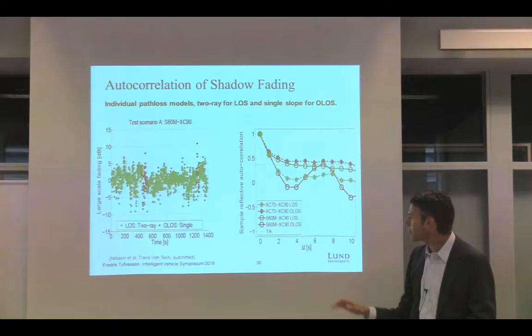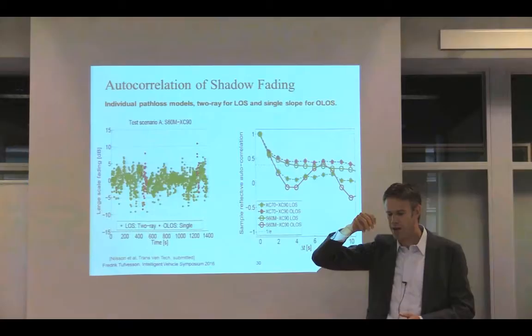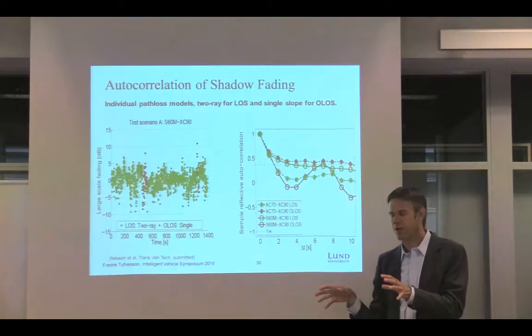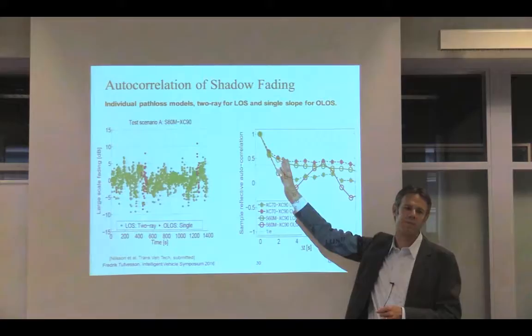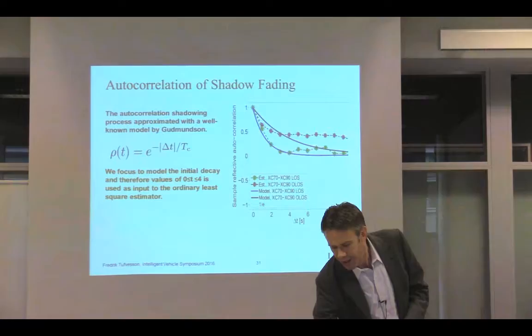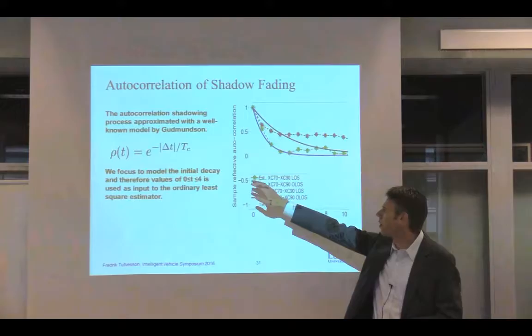So this is where I would suggest that where we end up, that we geometrically distinguish obstructed line of sight or line of sight, and then we have an autocorrelation time in the order of 1 or 2 seconds, which is reasonable. In the cellular world, we often use a negative exponential to model this autocorrelation. The same can be done.